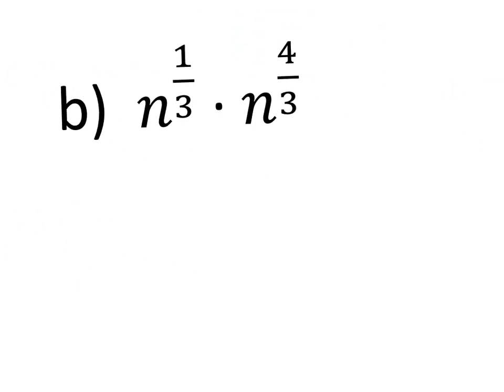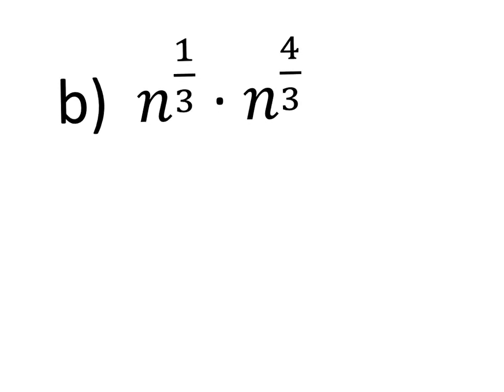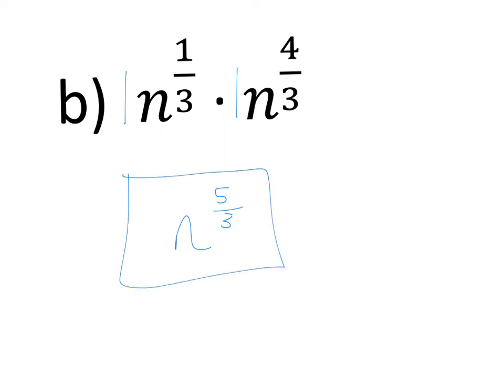All right. If we're looking at this one, remember, they're just ones out front, so you don't need to write a 1 there, but 1 times 1 will be 1. We've got the same base, n, and now we're going to add the exponents. We've already got a common denominator of 3. 1 plus 4 is 5, so I got 5/3, n to the 5/3 as my answer. Again, we're just adding those 2 up.